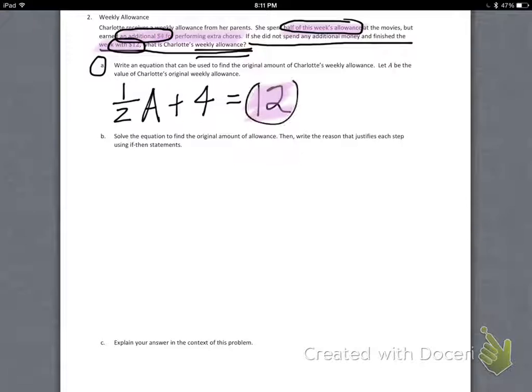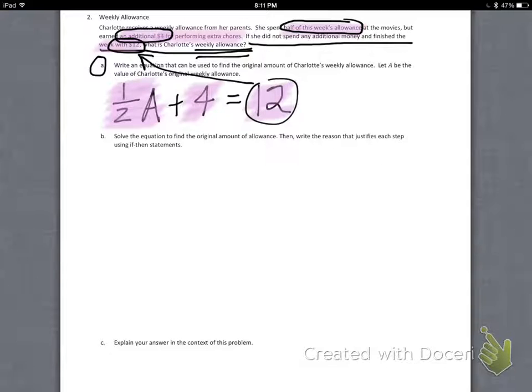Of course, the 12 came from here because that's what was left over. Okay, so half of the week's allowance. She spent half of it. It's gone. We can't account for that, but we can account for the half that's left over because that's still going to be with her. She had the 1/2 left over. She has another 4 that she got for doing additional chores. She didn't spend any more money.